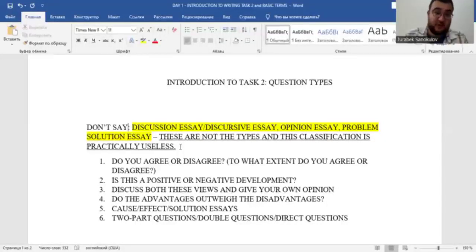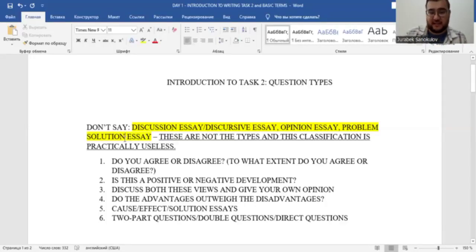because every single essay can be turned into a discussion essay or discursive essay, and saying opinion essay doesn't even make sense because almost every single question that you will get in the IELTS writing task two will ask your opinion, not somebody else's opinion, but just your opinion. So it makes almost all those questions an opinion essay. So don't say opinion essay, and problem solution essay, I mean, this is not even a type because we don't have problem solution essays.